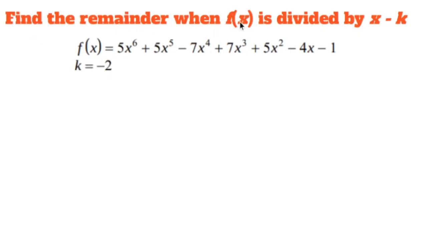Find the remainder when f of x is divided by x minus k. All right, so this is all about the remainder theorem, which says if I have a factor x minus k, I could take that k, which in this case is -2, and do a little bit of division and get a remainder for a polynomial.